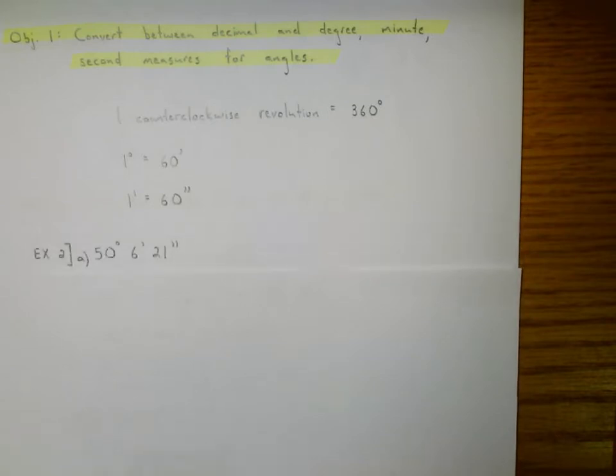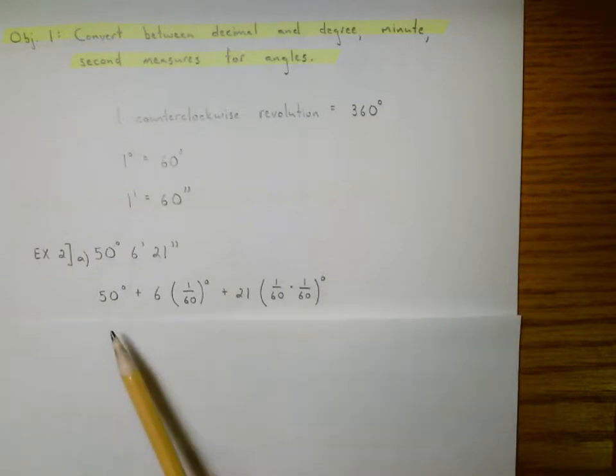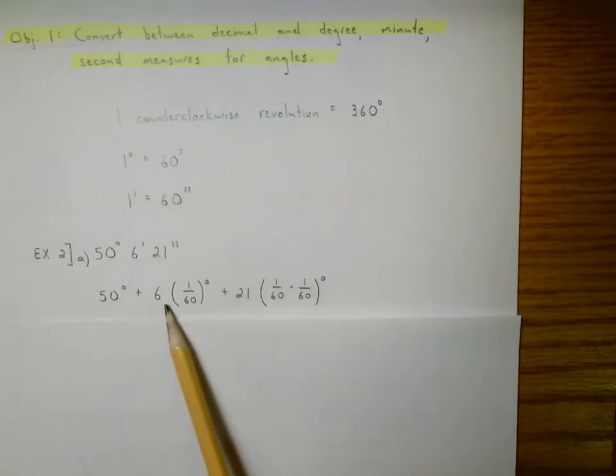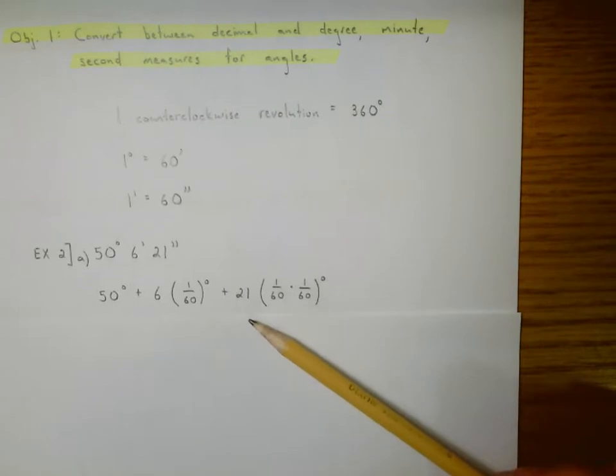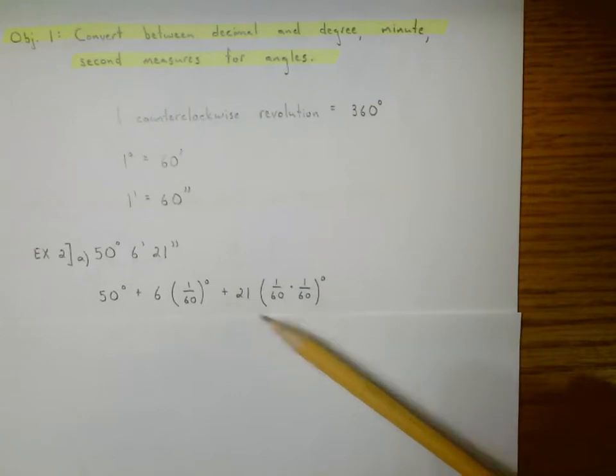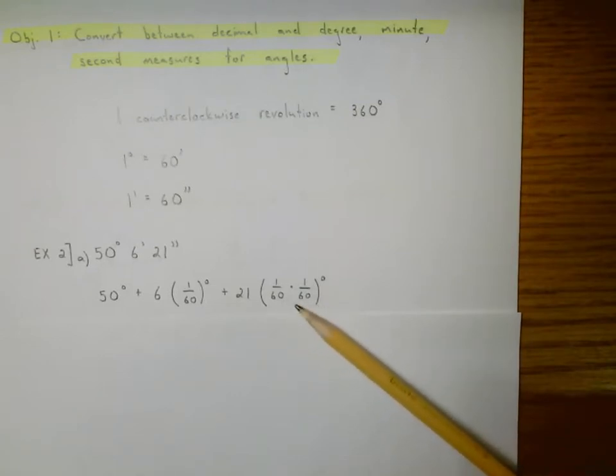So example number 2 is going to have us do some converting. They're going to want us to convert 50 degrees, 6 minutes and 21 seconds into a decimal. Okay? In order to do that, again, remember that minutes and seconds are fractions of a degree. And so I'm going to rewrite this 50 full degrees. I had 6 minutes, but I know each minute is the fraction 1/60th of a degree. I had 21 seconds. Because a second is a 60th of a minute, and a minute is a 60th of a degree, then I'm going to need to square 1/60th.